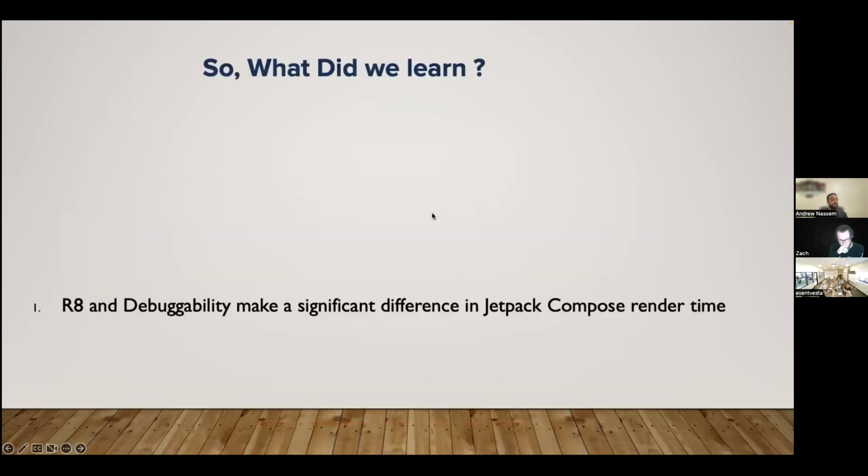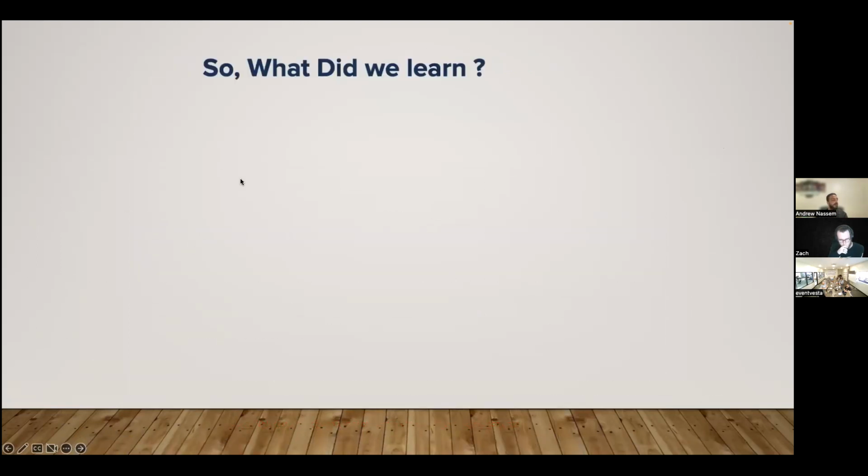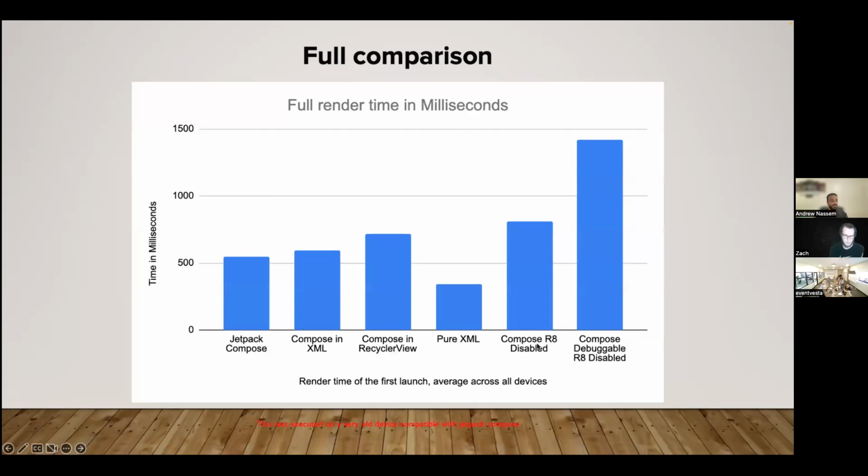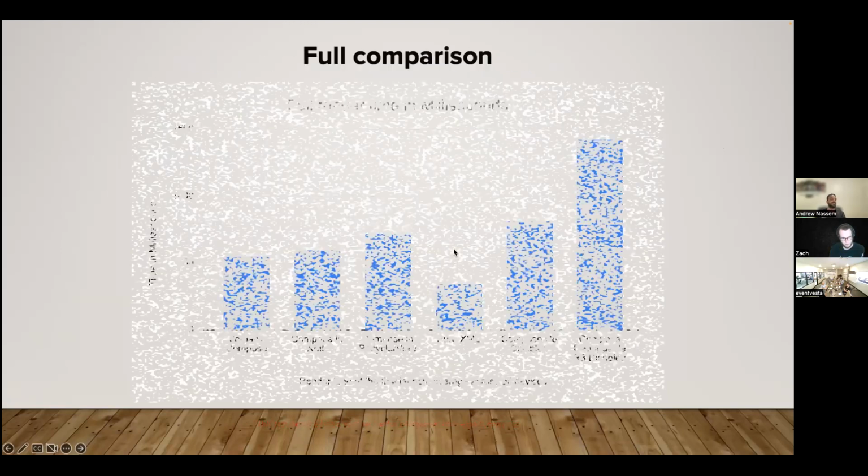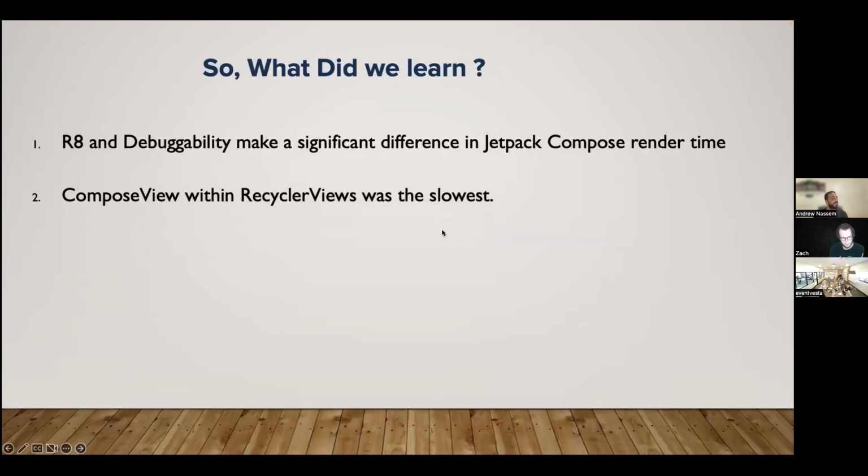If we make the release mode of the Compose app, this also makes a significant change. So this is the first thing that we learned. The second thing is that Compose within a recycler view was the slowest one, so it's not recommended at all to add a composable view inside the recycler view.